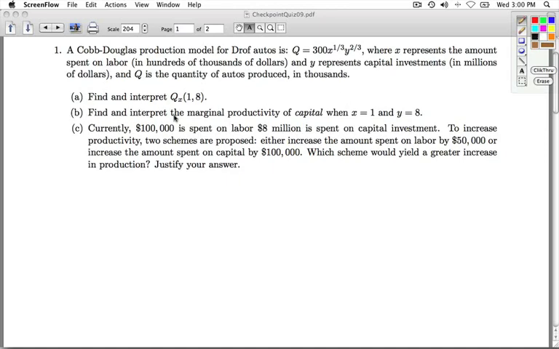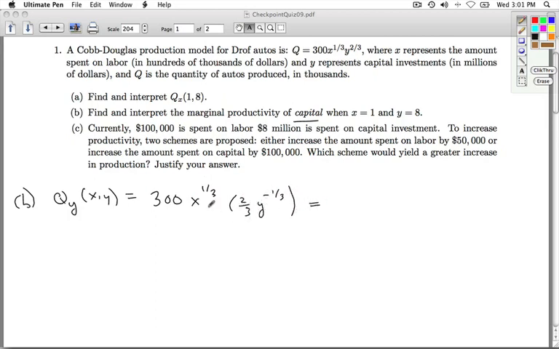Okay, part B, we're asked to find and interpret the marginal productivity of capital when x is 1, y is 8. So the formula for the marginal productivity of capital is just like any marginal back in Calc 1. We're taking the derivative of the quantity q. In this case, since we want capital, we're taking it with respect to y. And so we have 300 x to the 1/3. These are the constants. We take the derivative with respect to y. We get 2/3 y to the minus 1/3. I simplify. I get 200 x to the 1/3 y to the minus 1/3.